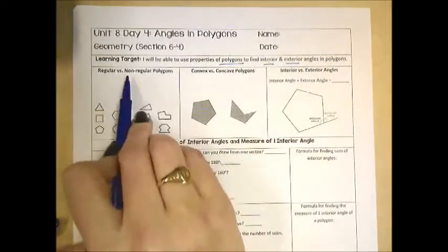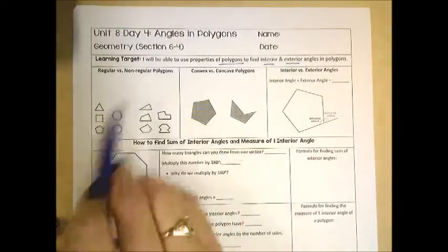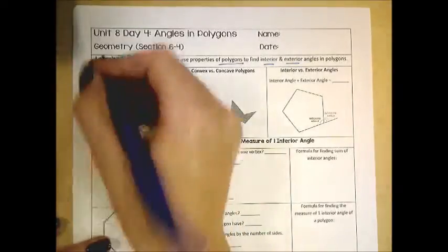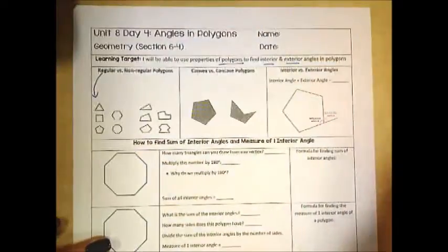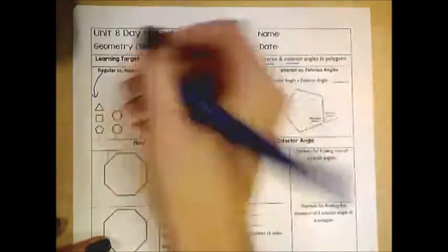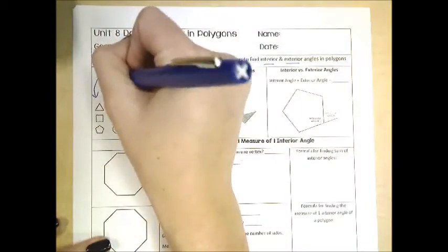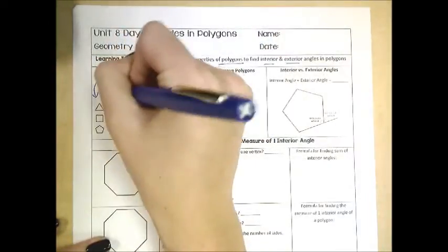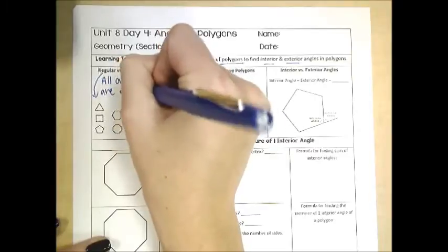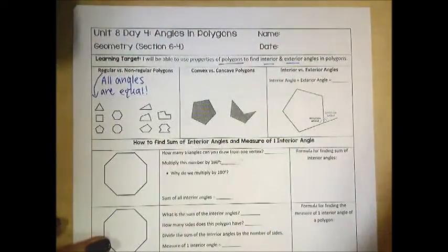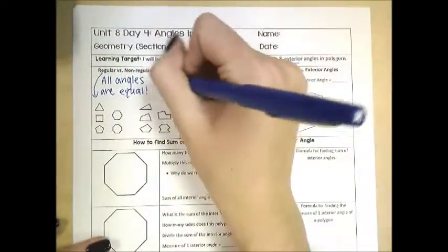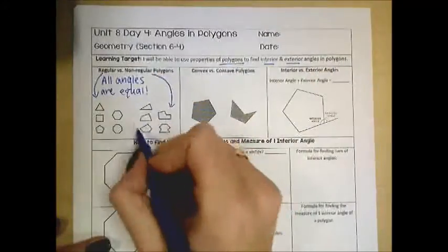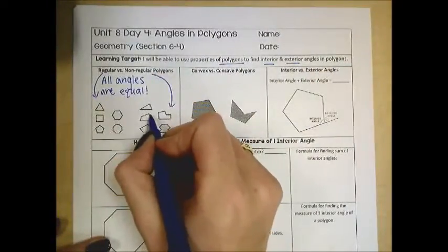We have regular versus non-regular polygons. Regular polygons are some examples right here. And what makes a regular polygon regular is that all angles are equal, so all interior angles are equal. But if you look at our non-regular polygons down here, you can tell that not all of these angles are going to be equal in each of these shapes.